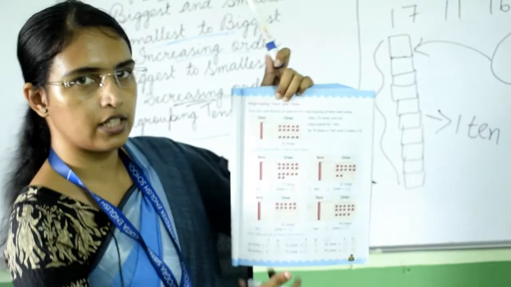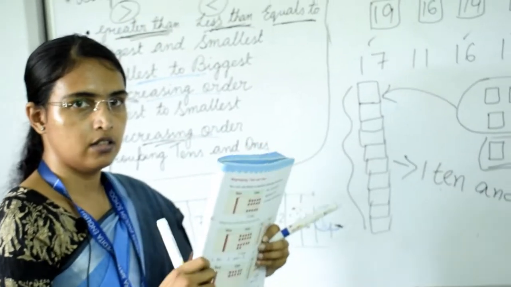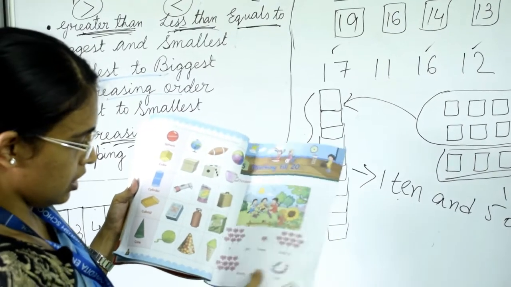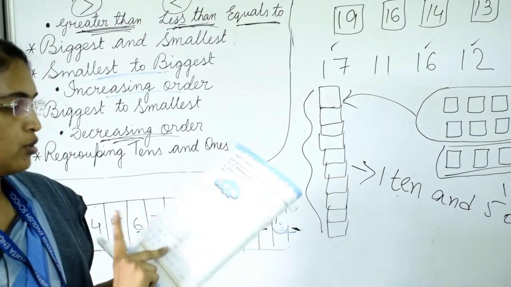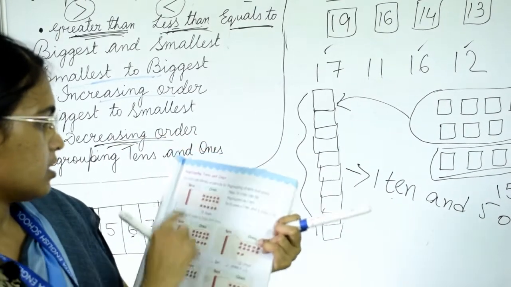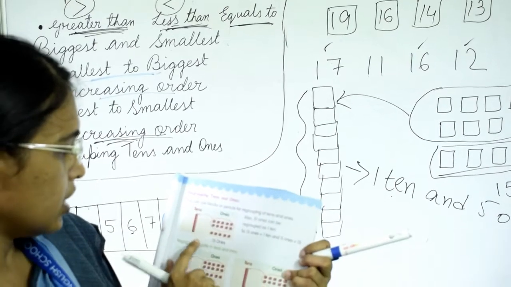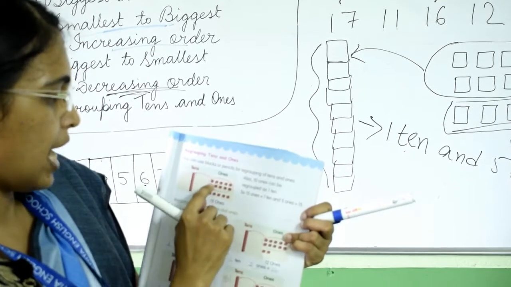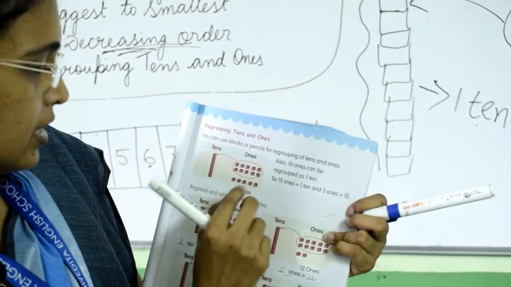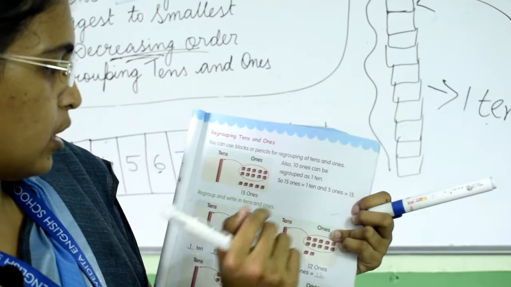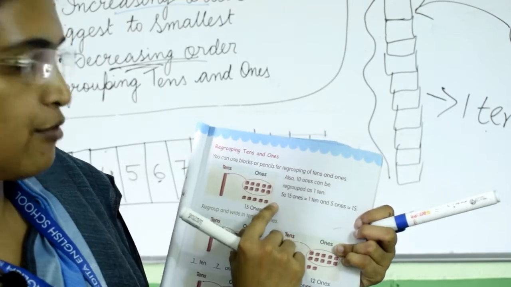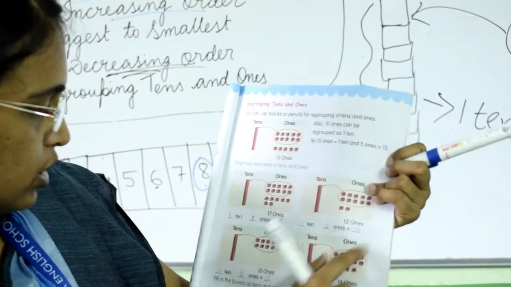We have discussed these things at first. I have discussed this here in this part, that 10 ones makes 1 ten. In this way we have to regroup these tens and ones. Suppose here we have 15 ones. So first we have to take 10 blocks and make a building like this. Then how many blocks are left? 5 blocks left. So that means 1 ten 5 ones. Okay, in this way you have to do this part.